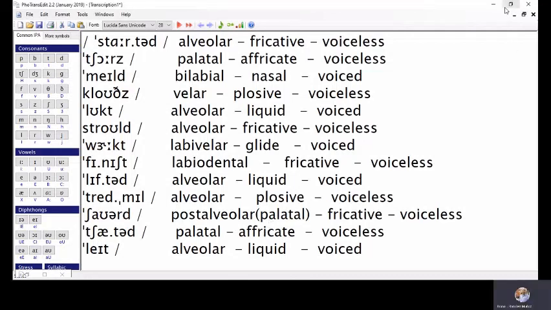All right, so that was the description of the initial consonant sounds for each one of these particular words. For now, we're going to finish this first part. And in the second part, we're going to be working with a different ending.